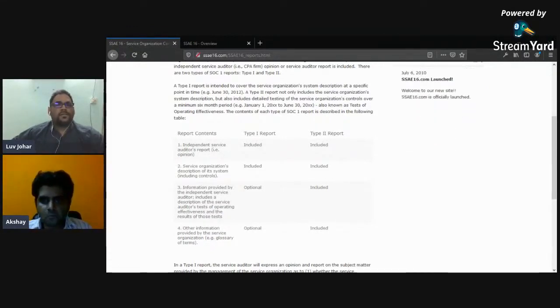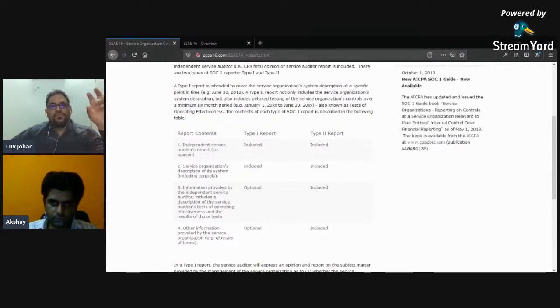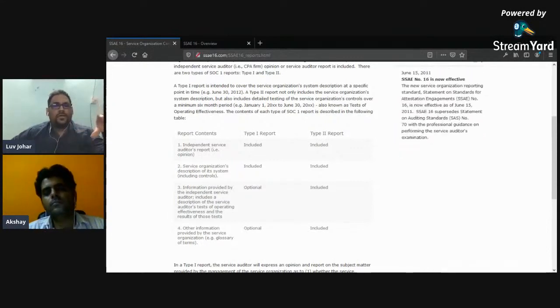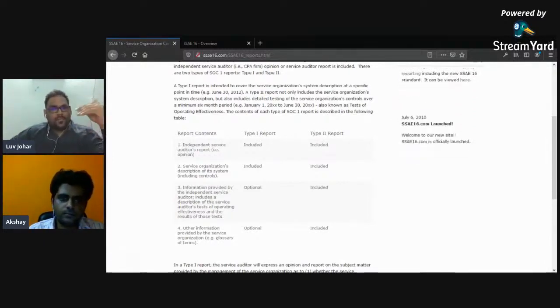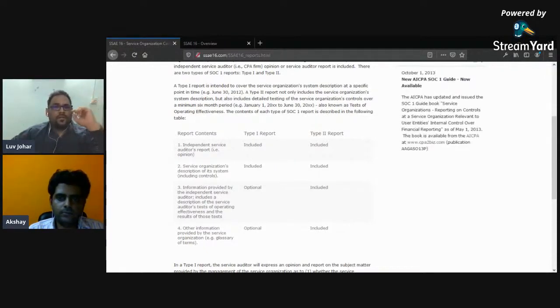So can I say that SOC 1 is for financial audits, as you rightly mentioned, and SOC 2 is for a general audit for the entire security operations? Yes, exactly. SOC 3 is for marketing purposes, because we do not need the complete details step by step as we need at the SOC 2 level. So can that be summarized like that?